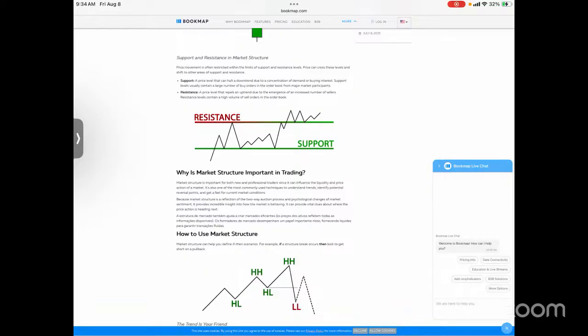So how many touches do we see at support? 3. So let's say, would you have bought at that support? The second one, yeah. Okay. Why, Mario?